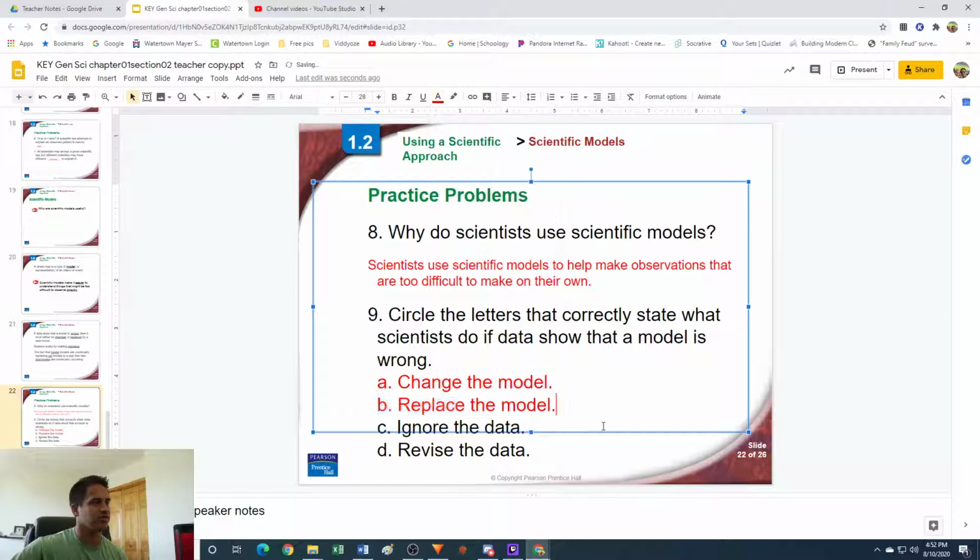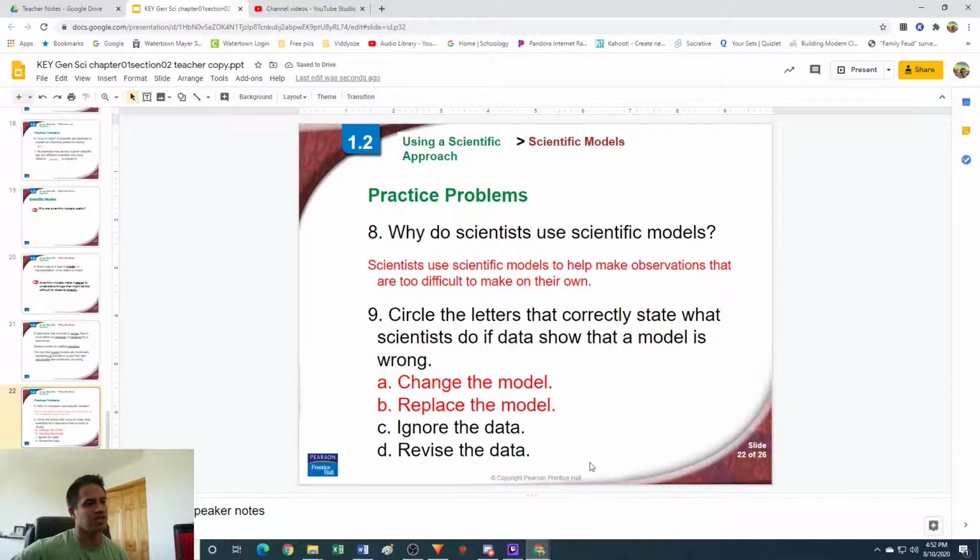C, ignore the data. No, you definitely cannot just ignore it and go, I don't want to pay attention to that because it doesn't back up what I want to see, so I'm just going to ignore it. No. Or D, revise the data. So you go in there and you just change it yourself. You just like, I don't like that number. It doesn't really work well, so I'm just going to change it to a 7. No, you can't do that either, okay?